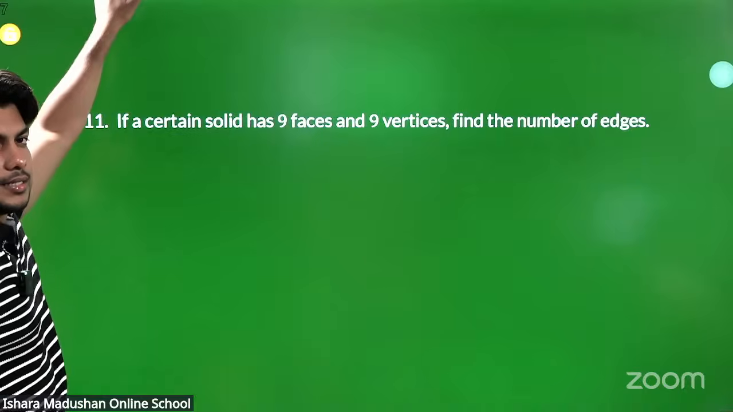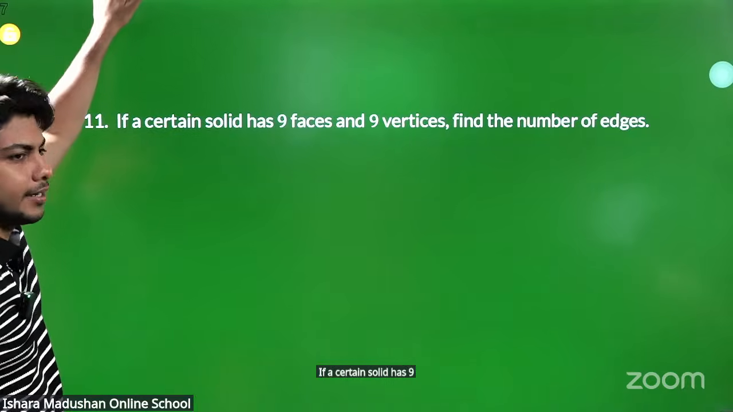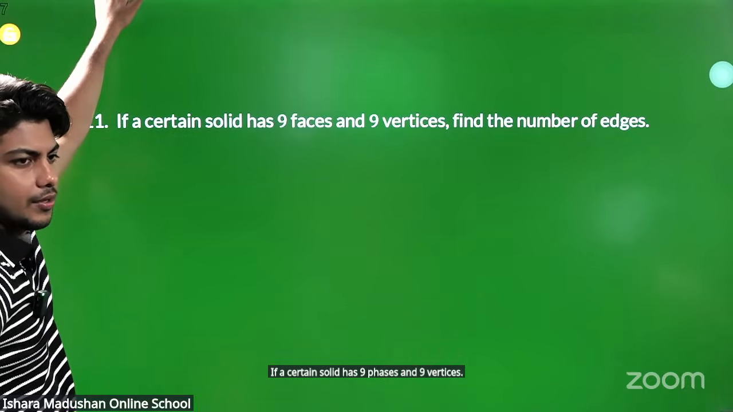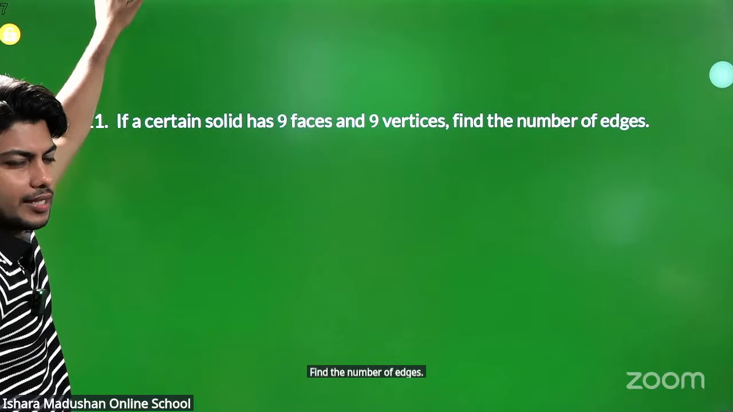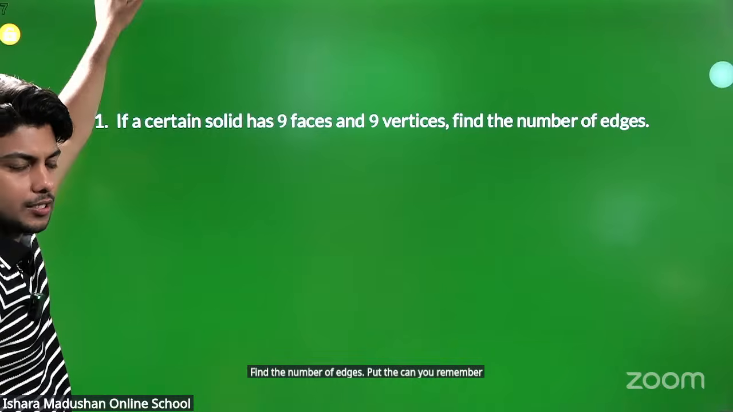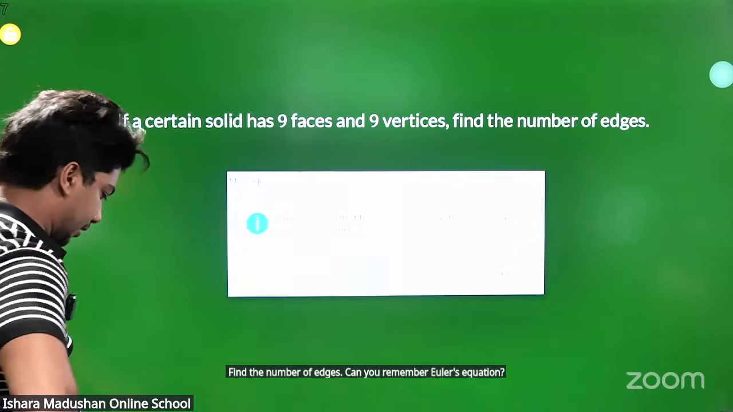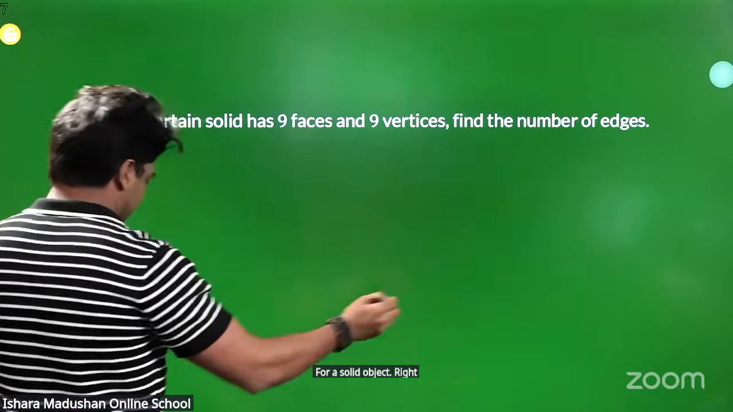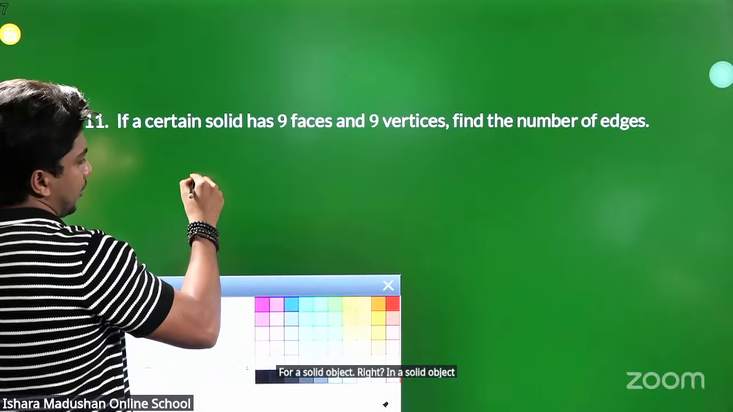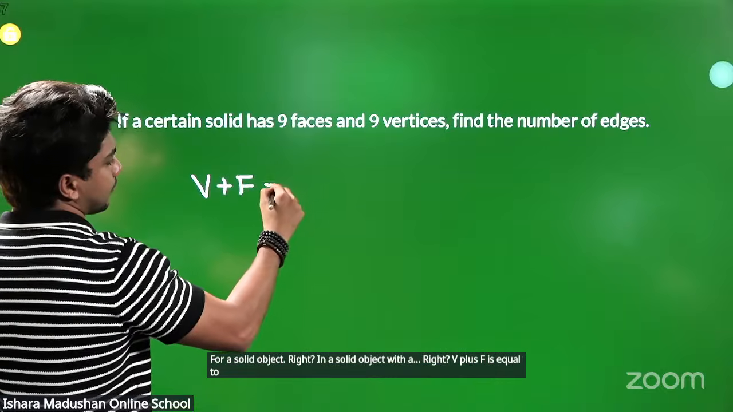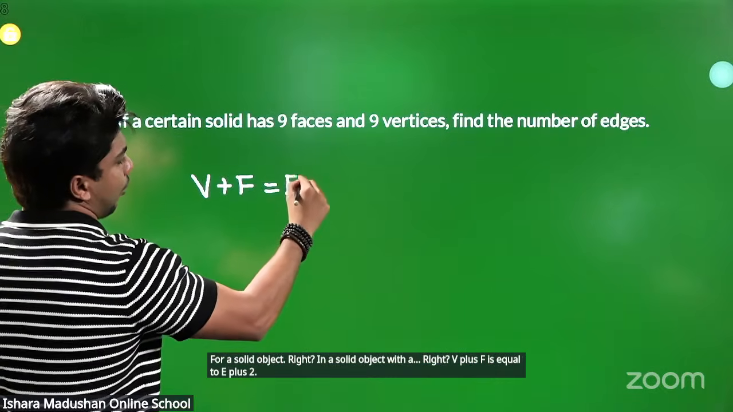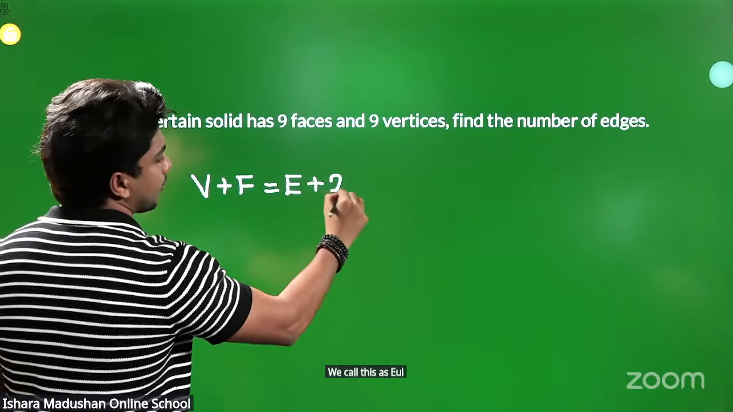If a certain solid has 9 faces and 9 vertices, find the number of edges. Puta, can you remember Euler's equation for a solid object? In a solid object, V plus F is equal to E plus 2. We call this Euler's equation.